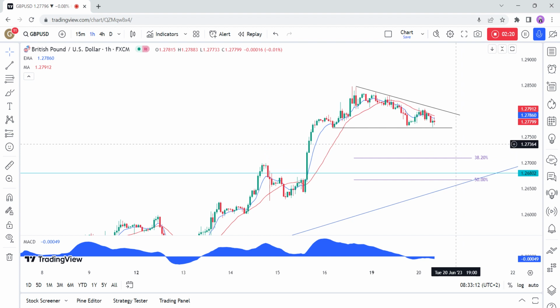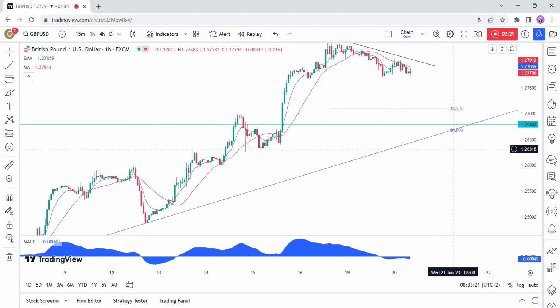At the moment, it's a buyer's market, so the sellers can either ride the likely fall from here into the trend line or wait for the price to break this support and the trend line to target the 125 handle.